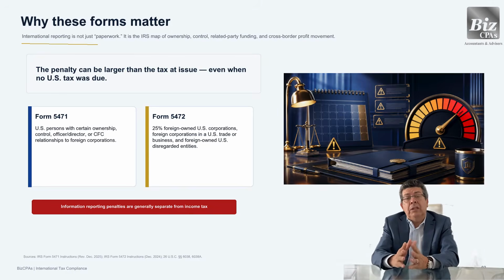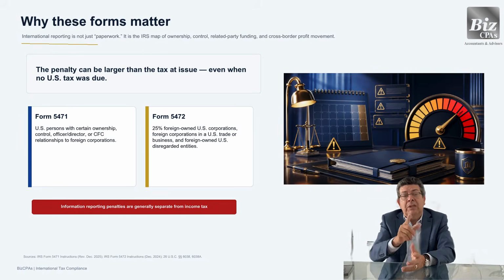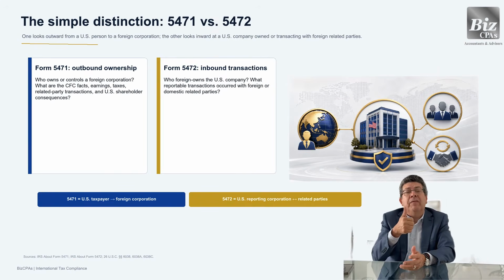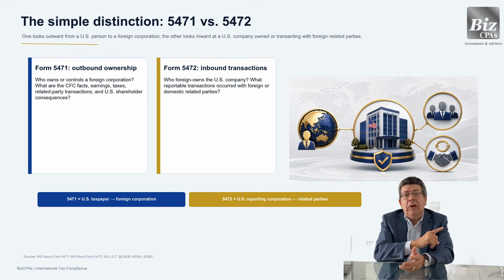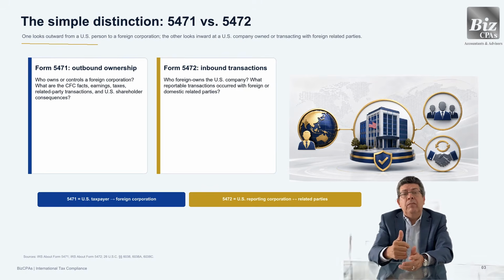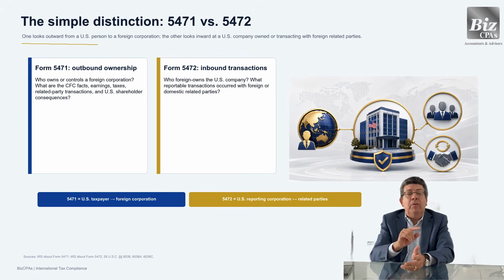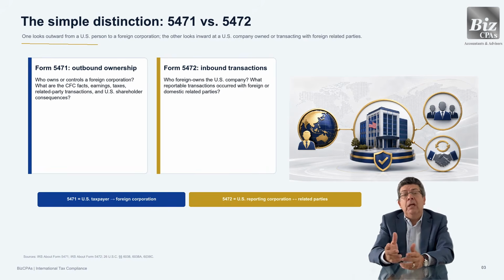There are two basic types of transactions that can cause an individual, a U.S. person, or a foreign or U.S. entity to pay a minimum of $10,000, up to hundreds of thousands of dollars, when not reporting foreign transactions. One is via Form 5471, when a U.S. entity or person owns 10% or more of a foreign entity. And number two, via Form 5472, when a U.S. entity is owned 25% or more by a foreign person, meaning an individual, or a foreign entity.